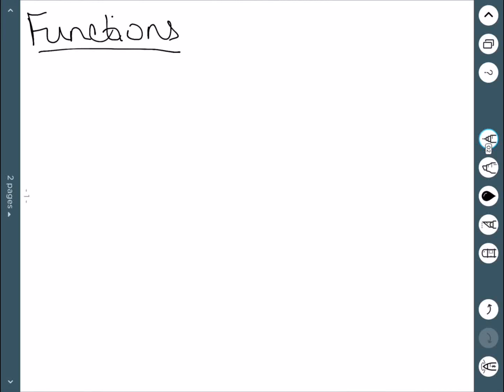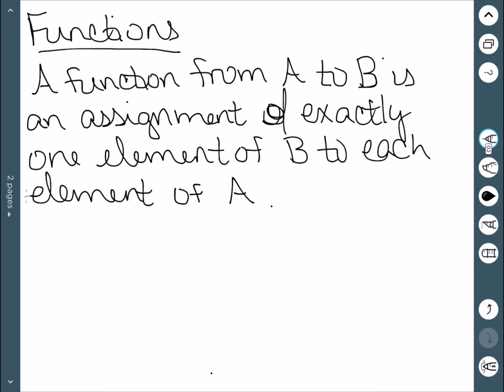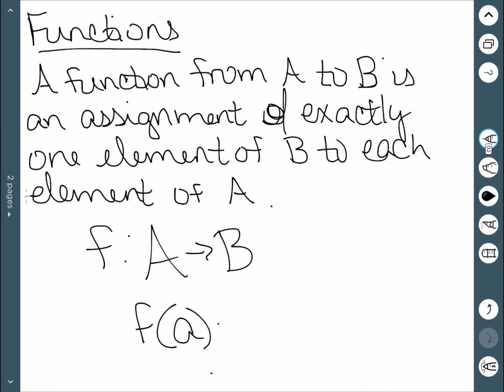We'll now look at functions and what they mean. A function from A to B is an assignment of exactly one element of B to each element of A. We write this as f colon A to B. And if b is the unique element assigned to little a, we write f of a is equal to b. The idea is every element of A should map onto some element of B, and it should map onto exactly one element of B.